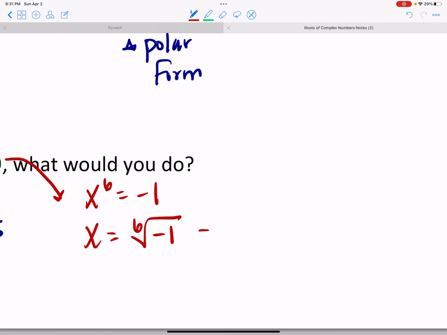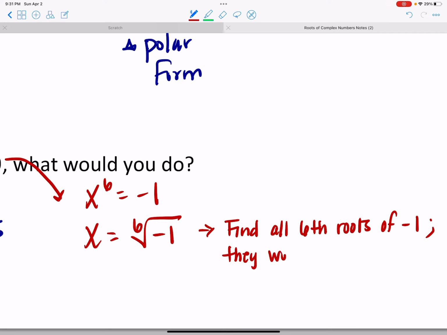You would find all 6th roots of negative 1. They would be the solutions. If that makes sense.